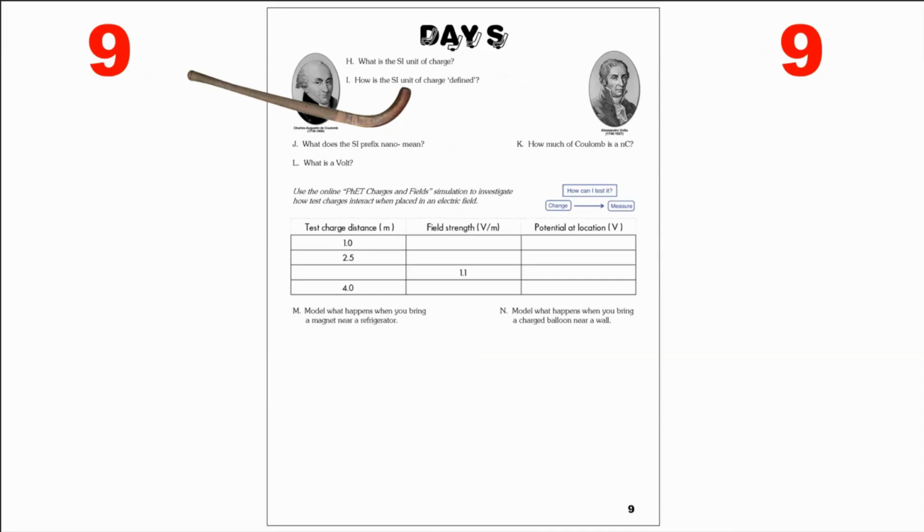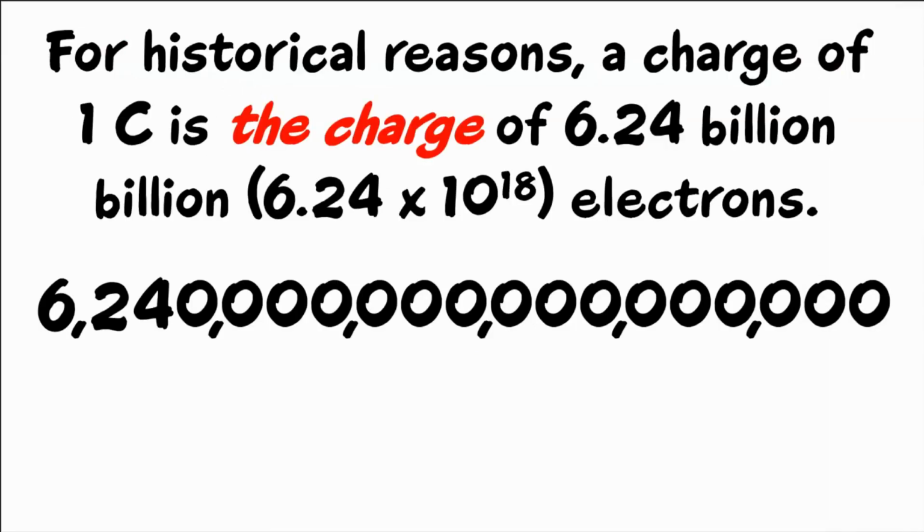Now, through all that, what you need to remember is how the SI unit of charge is defined, what it means. And that's this right here, that the charge of 1 Coulomb is equal to the amount of charge of 6 billion electrons. That's the key thing to remember. 1 Coulomb is the equivalent of 6.24 billion billion electron charges.